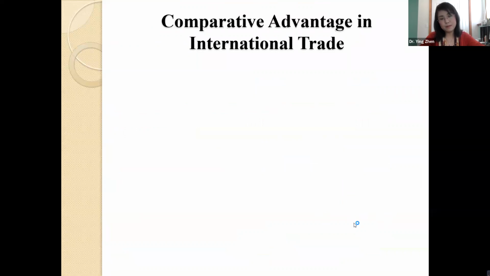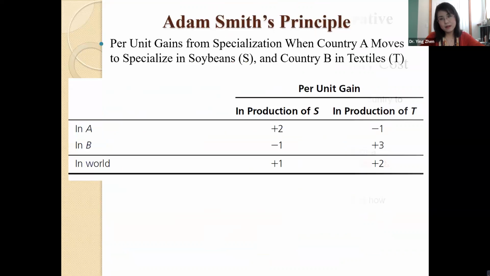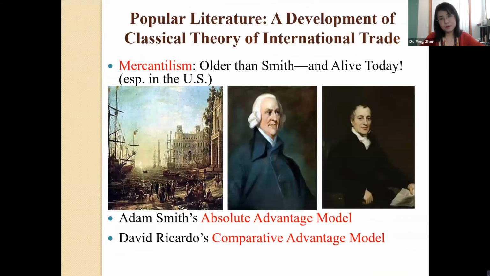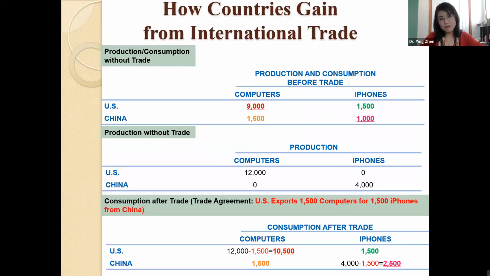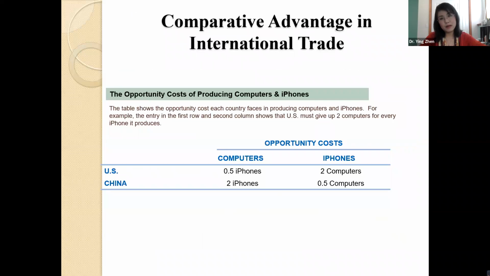Yeah, because we have to make everything consistent. So for the US, exports are computers, imports are iPhones. So exports over imports, the ratio is equal to 1 in this example. Then we also make sure that iPhones are in the denominator while computers are in the numerator. So just make them consistent.